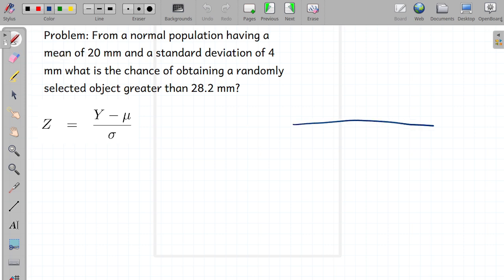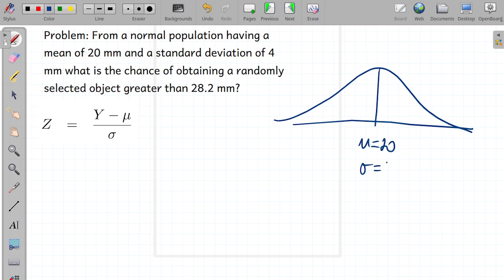Let's make a picture again. Your pictures don't have to be perfect. Mine never are. So the mean is 20. Sigma is 4. But now we're bigger. So we're out here. This is y is equal to 28.2. And we have to find the z-score, because it's with the z-score that we'll be able to find this region here. This is what we want to know about. So let's get that.